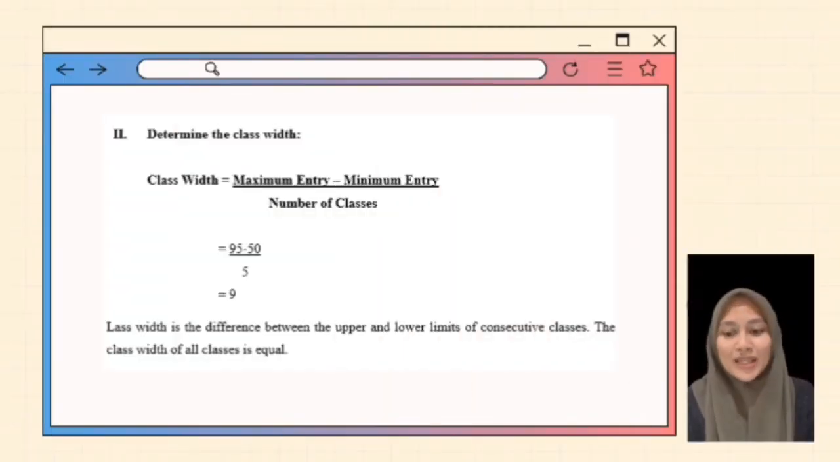Step 2. Determine the class width. Class width equals maximum entry minus minimum entry divided by number of classes. For example, 95 minus 50 divided by 5 equals 9. So, class width is the difference between the upper and lower limit of consecutive classes. The class width of all classes is equal.